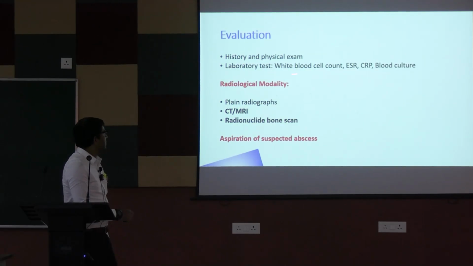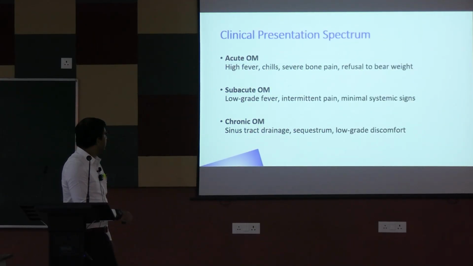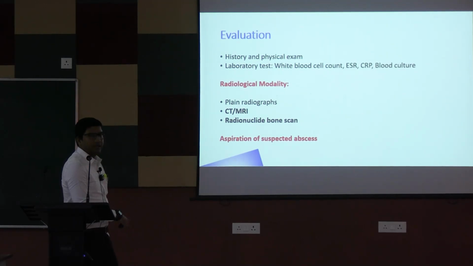What are the tests? Blood counts, you see the total leukocyte count, you assess the ESR and CRP, these are the acute phase proteins, and also you get the blood culture. If you suspect osteomyelitis, you get the blood culture. And simultaneously, you get some radiological investigations. You start with plain X-rays, then subsequently, if in doubt or in ambiguous cases, you get CT or MRI, now also the bone scan. And if you suspect there is an abscess, you aspirate the abscess and send for culture examination.